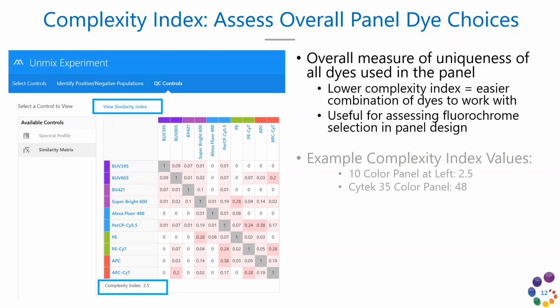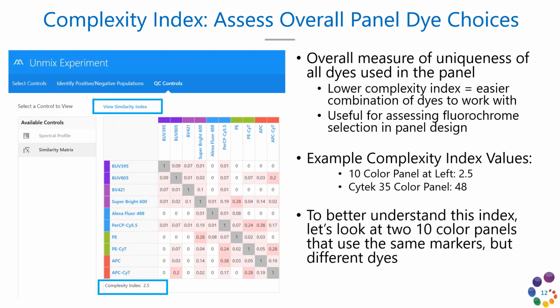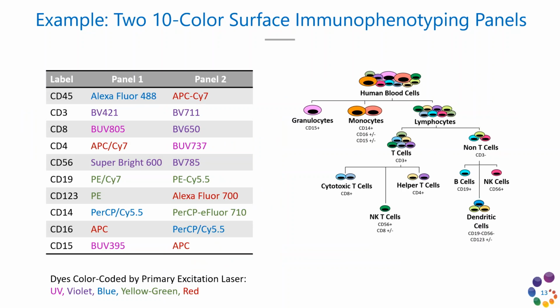To give you a couple of reference values for what these numbers can look like, this 10-color panel shown here at the left came out with a complexity index of 2.5. If you were to go to Cytek's website and in the Aurora brochure look at that 35-color panel, the complexity index for that panel is around 48. Today, we generated two different 10-color panels that both use the same markers, but use very different dye choices to help illustrate these indices visually for you. So let's walk through those together.